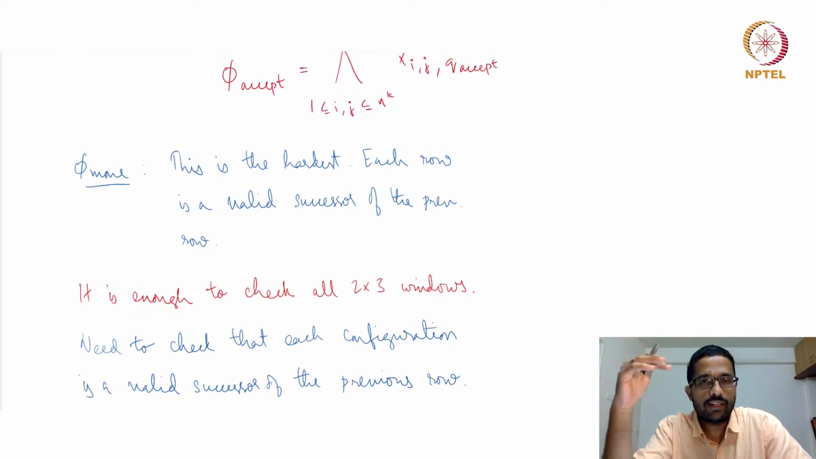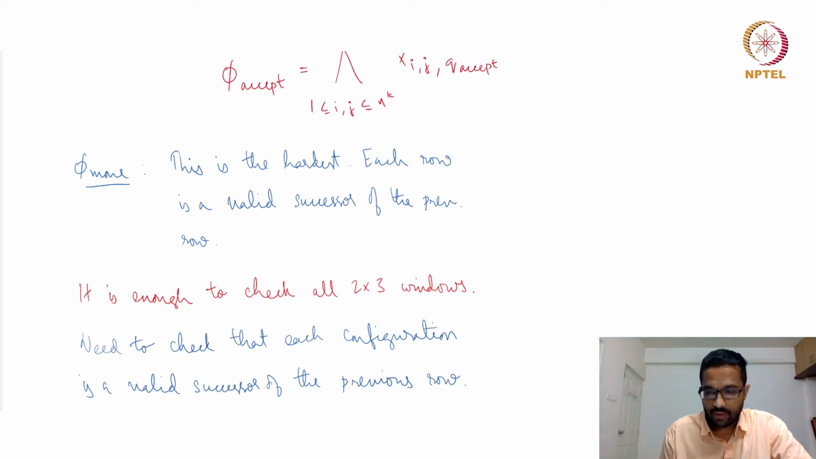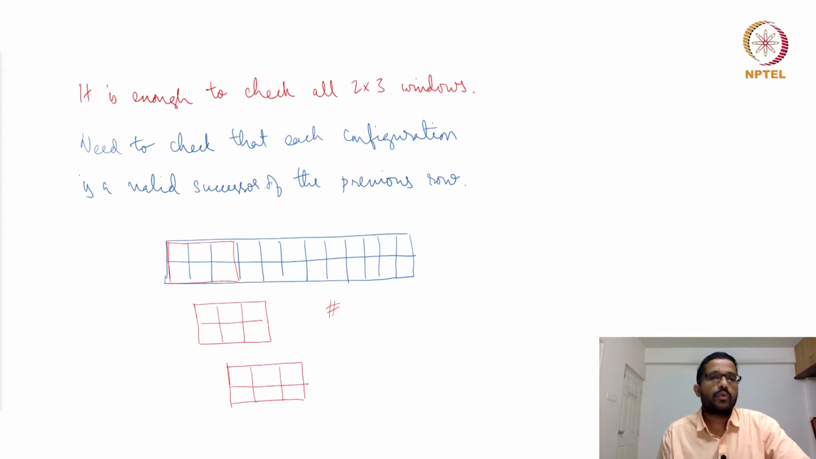Each row is a configuration. So does the second row correspond to a valid move from the first row? Does the third row correspond to a valid move from the second row, right? And so we have rows after rows. One may think that we need to check entire pairs of rows. So we want to check whether the second row follows the first row legally, and the third row follows the second row legally, and the fourth row follows the third row legally, right?